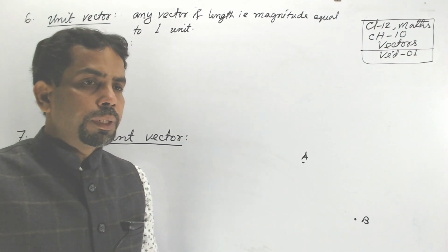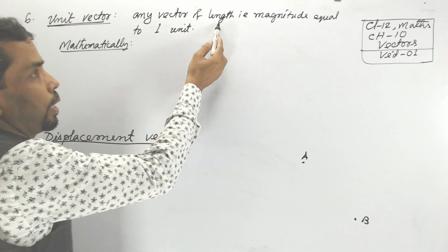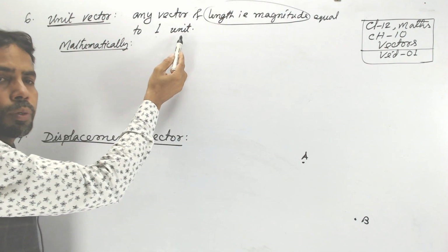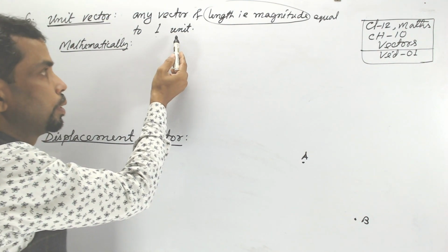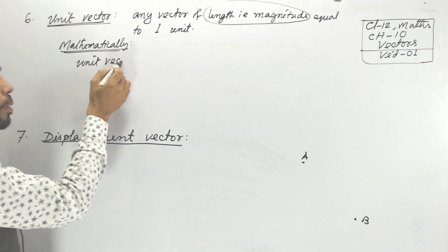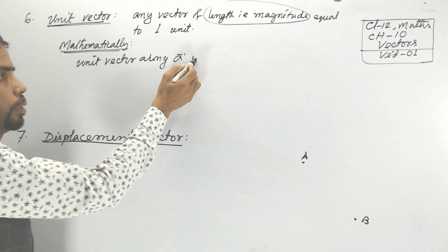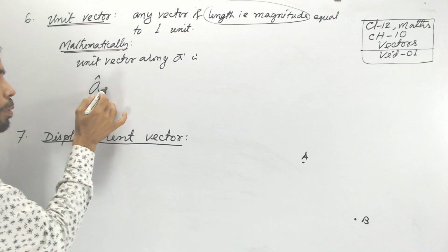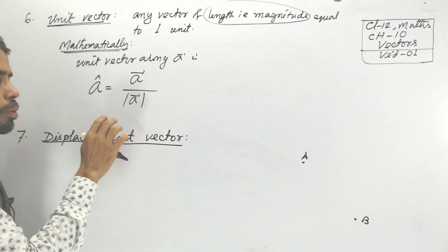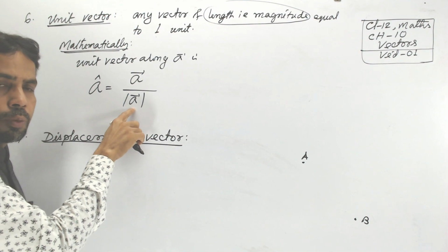The next topic is the unit vector. Any vector whose length, that is magnitude, is equal to 1 unit is called a unit vector. Mathematically, how do you find a unit vector along any vector A? It is given like this: A cap is equal to the vector divided by its magnitude. To find a unit vector, we have to divide the vector by its magnitude. Just now we have learned how to find magnitude.